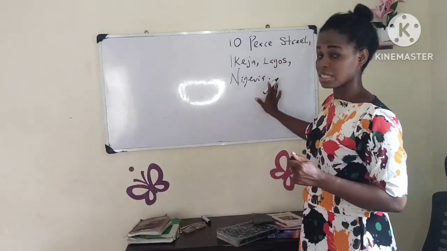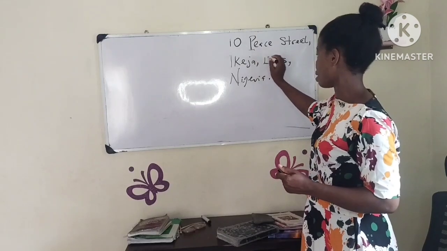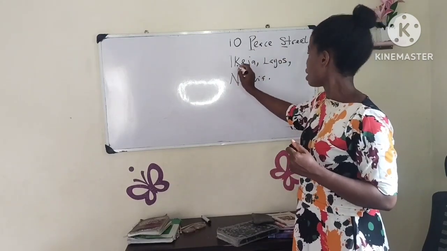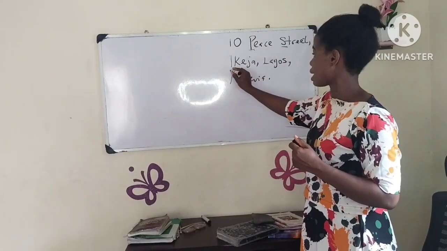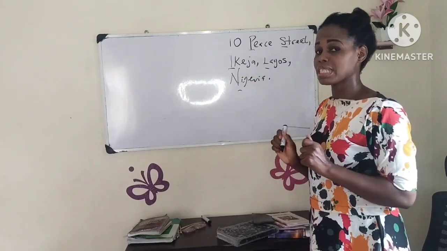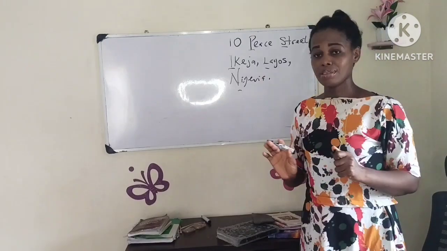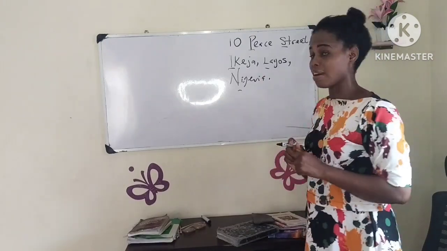Every word in this address starts with a capital letter. P starts with capital P, S starts with capital S, Street starts with capital S, Ikeja, capital I, Lagos, Nigeria. Every word in this address starts with a capital letter. That's very important, please. Now, after the address, what do you have to do next?